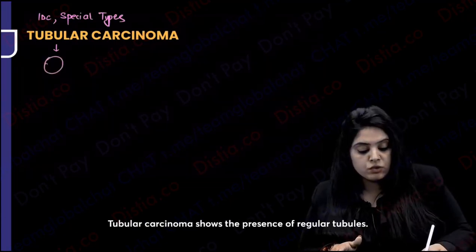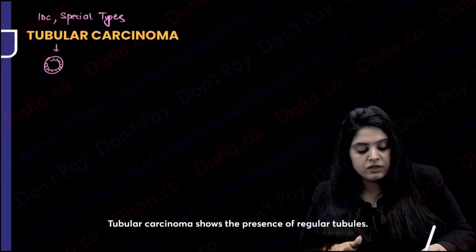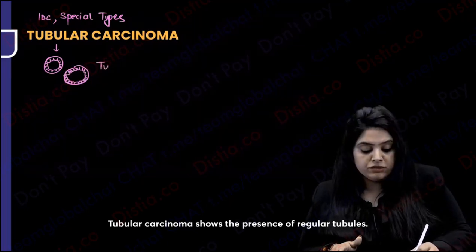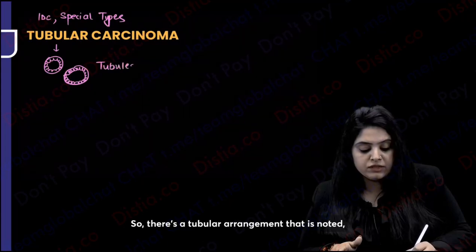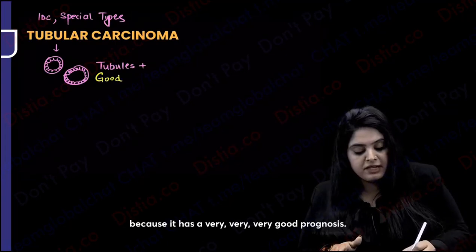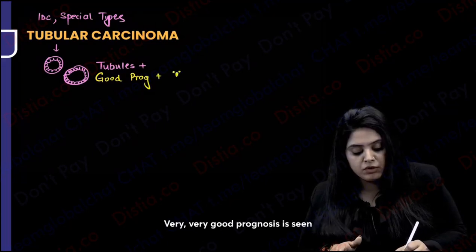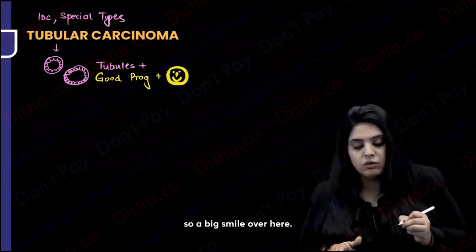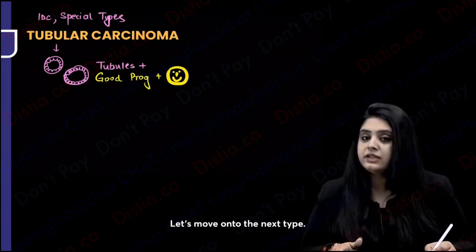Tubular carcinoma shows the presence of regular tubules. So there's a tubular arrangement that is noted, and you need to know the prognosis because it has a very good prognosis. Very, very good prognosis is seen. So a big smile over here. Let's move on to the next type.